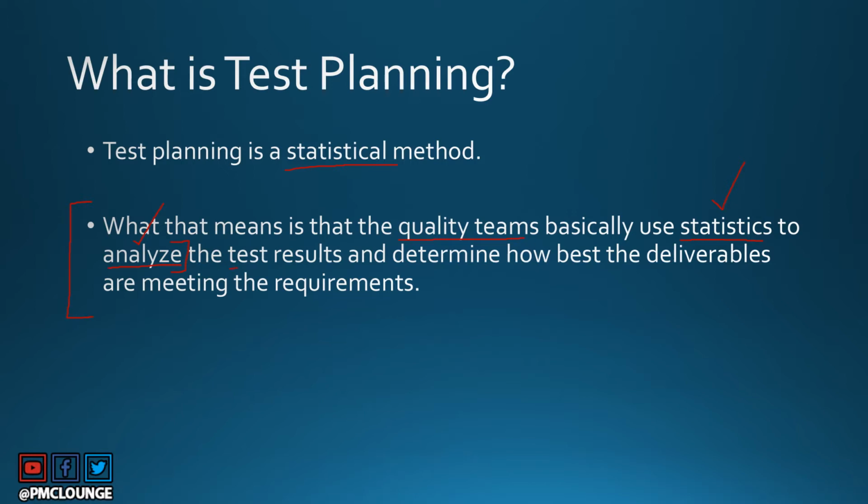They are basically analyzing the test results. They perform the tests, and using statistical methods, they analyze the test results after they have performed the tests. Now, the third part is that when they analyze the test results, they are able to determine how best the deliverables are meeting the requirements. Deliverables are nothing but the outcome of your project. So your project can have several deliverables. And when the quality teams test these deliverables and analyze the test results based on certain statistical methods, they determine how best these deliverables are meeting the requirements of the project.